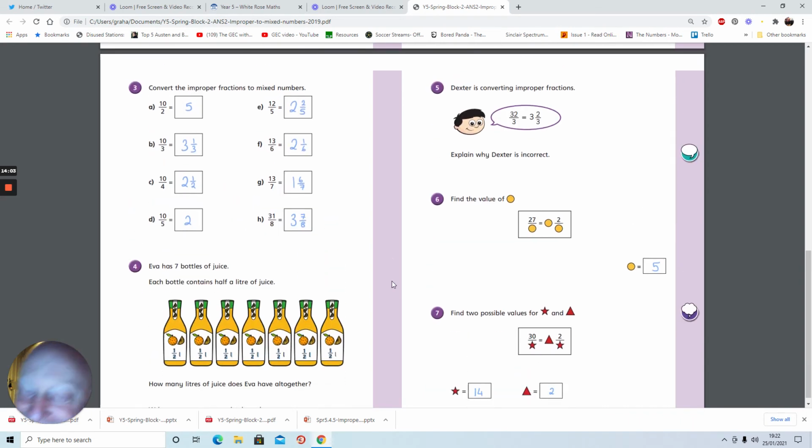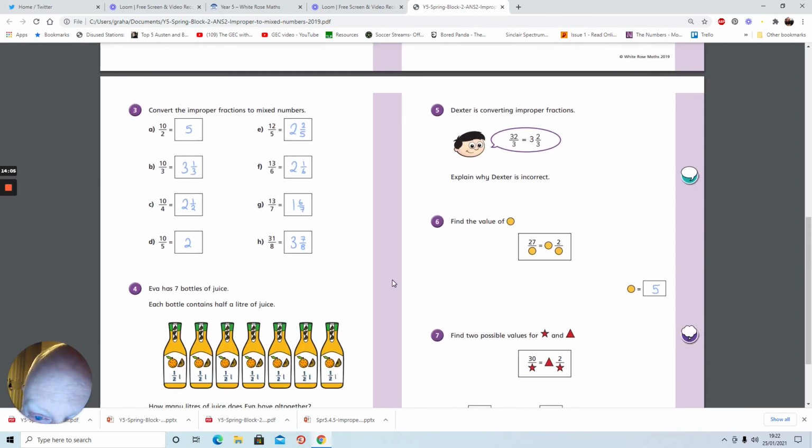Okay, so that's that one there. Right, so we've got Dexter up here. Dexter is converting improper fractions. What he's saying is that 32/3 is the same as 3 2/3. Is Dexter incorrect? Well, it says he's incorrect, but why is he?